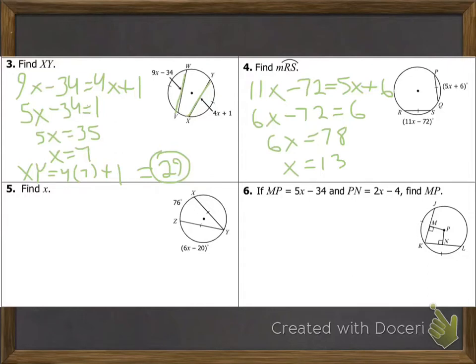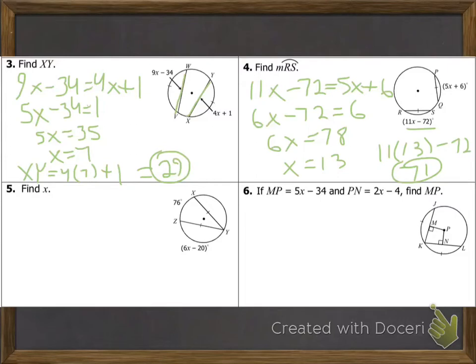Now to find RS, you can just take your x and plug it into 11x minus 72. So we're going to have 11 times 13 minus 72. And when you crunch those numbers, you're going to end up getting 71.